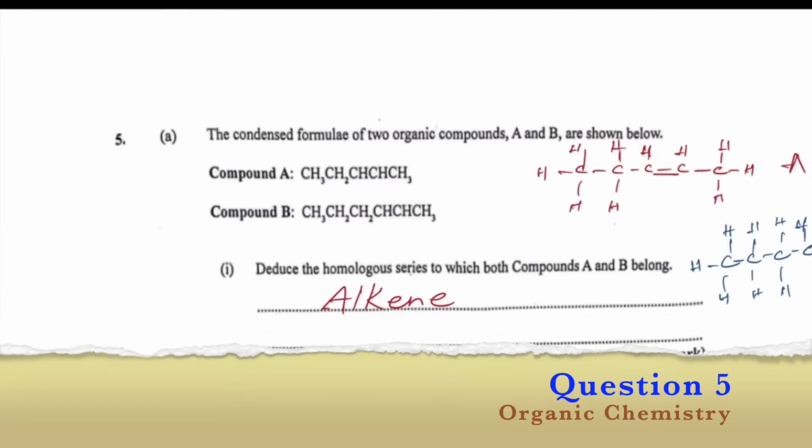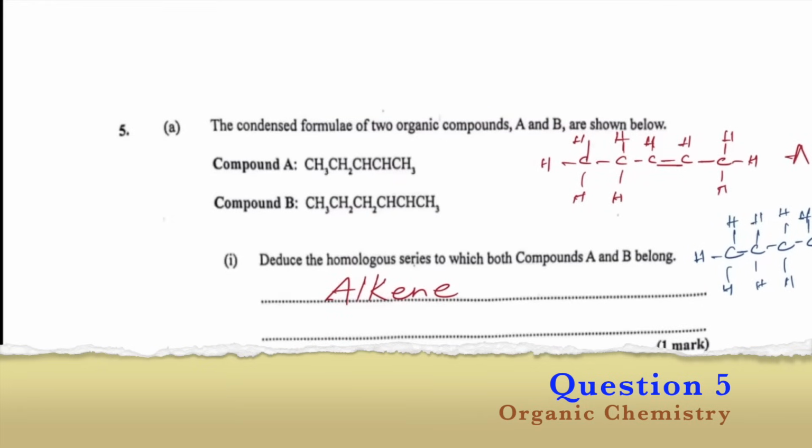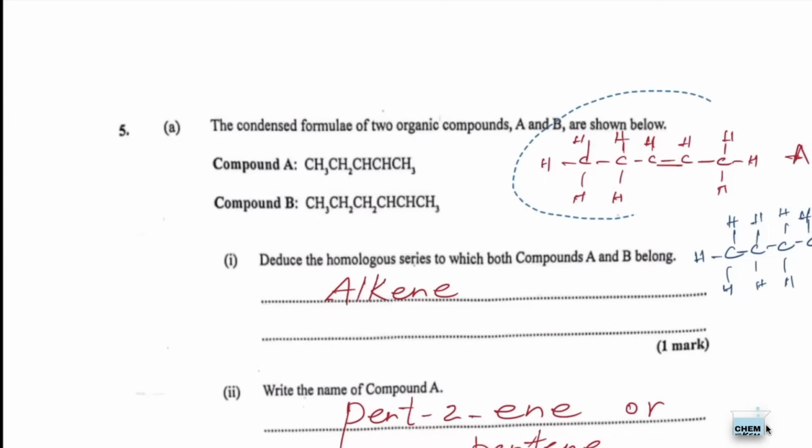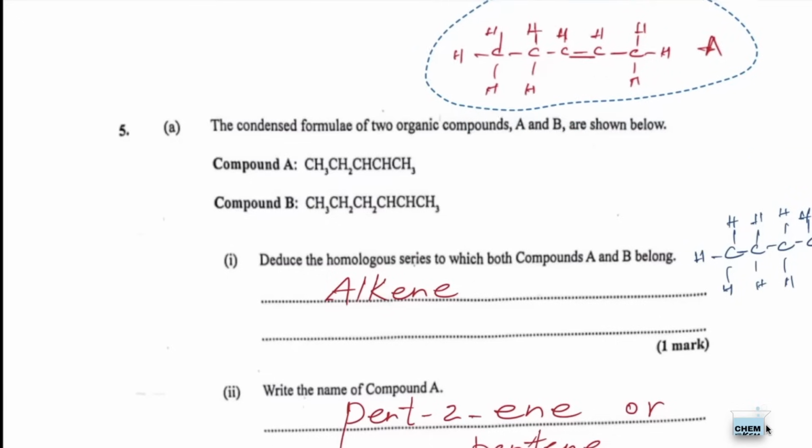So we're at number 5. Again, organic chemistry. We're sure that we're going to get 2 organic chemistry questions. So the condensed formulae of 2 organic compounds A and B are shown below. All right, so they condense it. When it's condensed, we won't necessarily see any functional groups. We probably will have to sketch them, draw them out like I have done here to have an idea of what is at play.